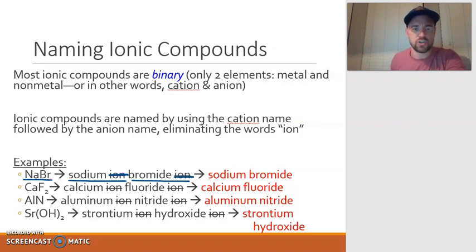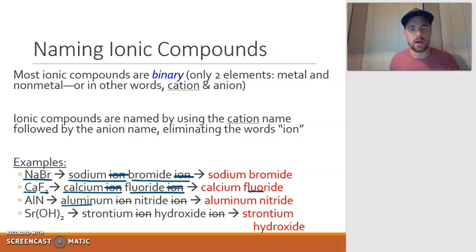For CaF2, the cation is the calcium ion. The anion is the fluoride ion. You notice how I don't put any indication in the name of how many. I'm just simply saying, what's the name of the cation? What's the name of the anion? That's it. You don't have to indicate the quantity. Same thing as before, remove the word ion and you have calcium fluoride. Once again, watch the spelling of fluoride.